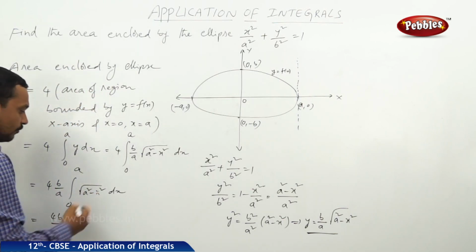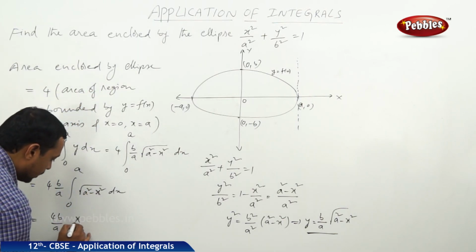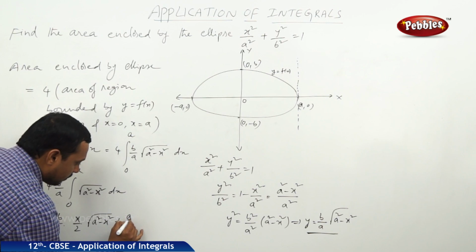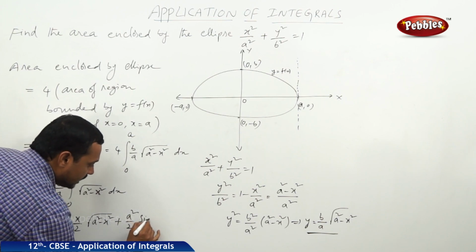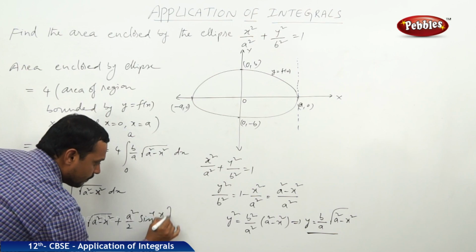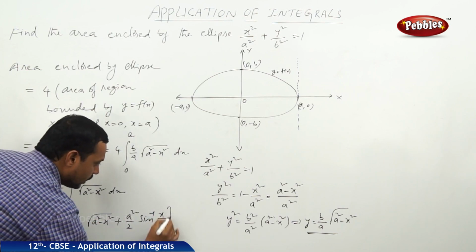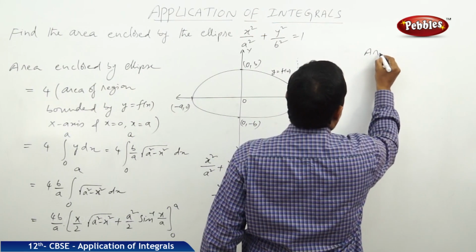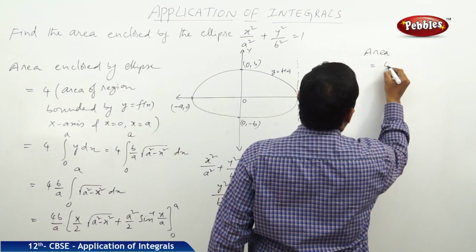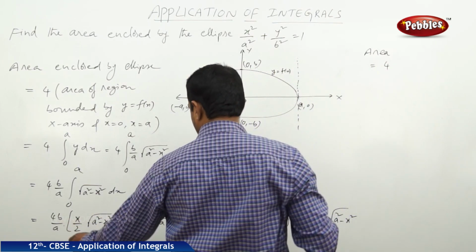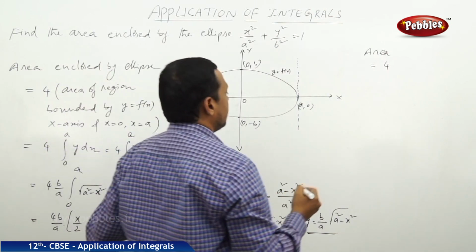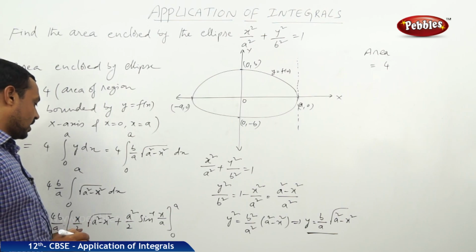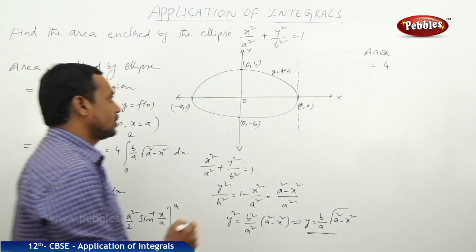Now the integration of that function is given by (x/2)√(a² − x²) + (a²/2) sin⁻¹(x/a) under the limits 0 to a. Now the required area is equal to 4 times of, substitute upper limit first, that is, while substituting x = a, it is (a/2)√(a² − a²). So that part becomes 0.